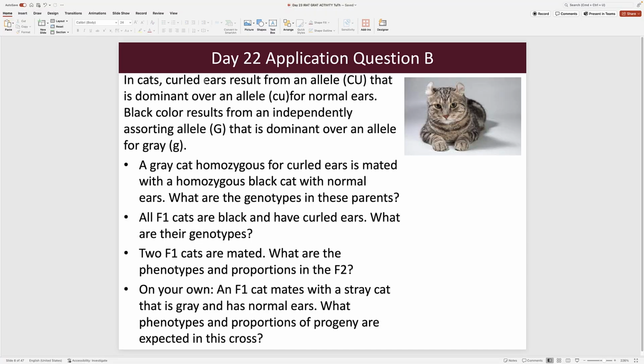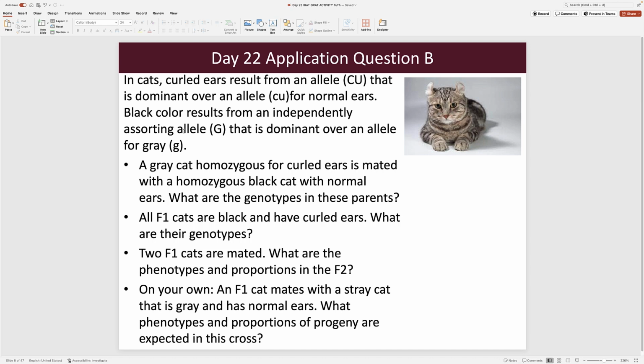So the problem starts off here with, in cats, curled ears result from an allele big C big U that is dominant over an allele little c u for normal ears. And then the coat color is coded by this gene G, where big G codes for the color black and little g codes for the color gray.